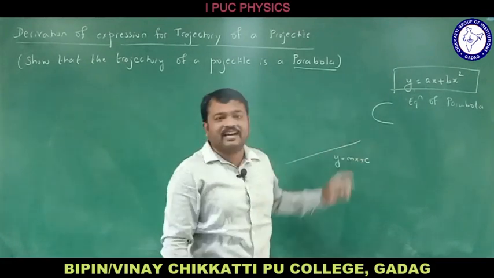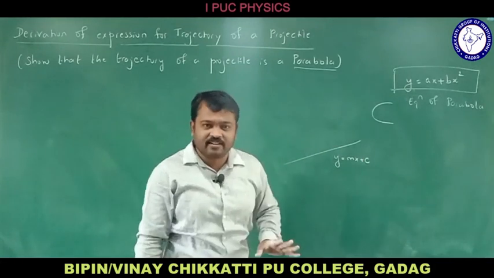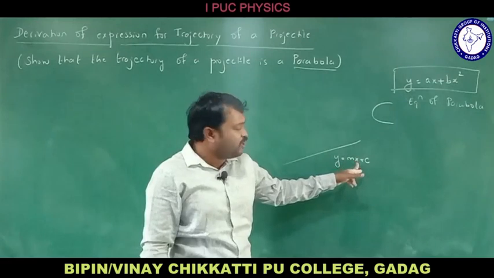If it is a straight line, what is the equation? y equals mx plus c. You will be learning about this in detail in the later classes. First understand, this also has an equation. What is this equation? y equals mx plus c.